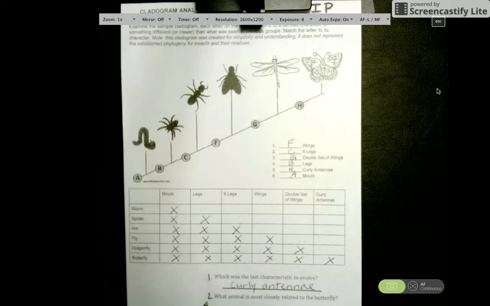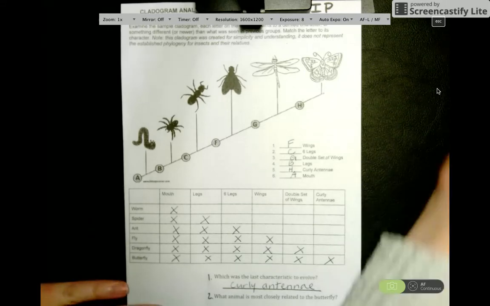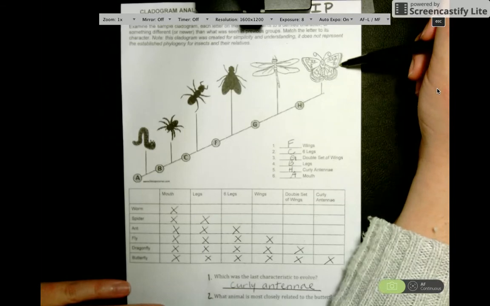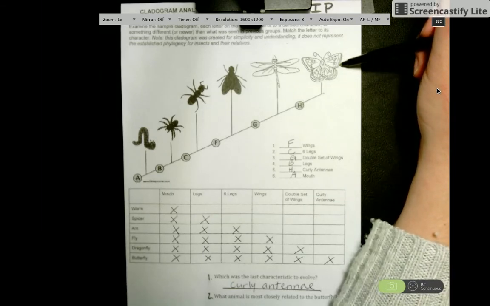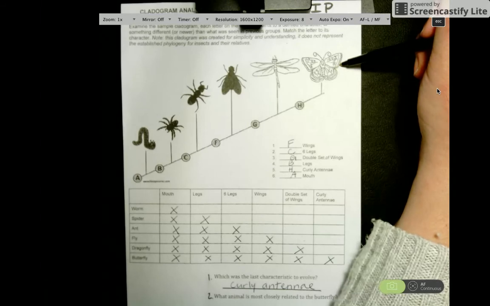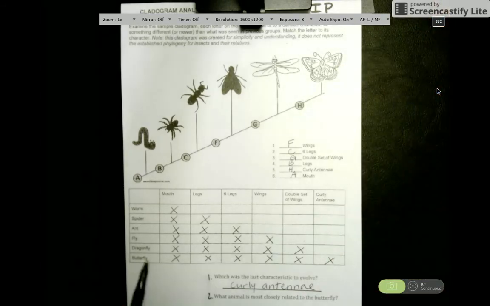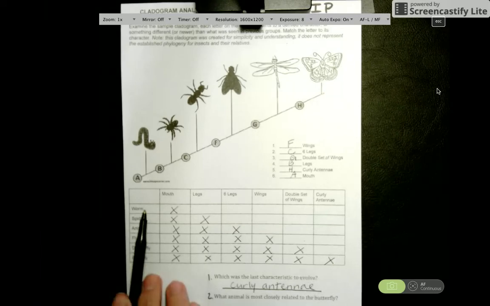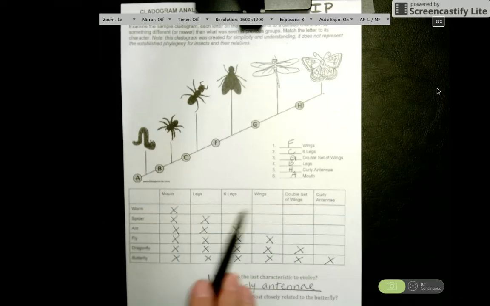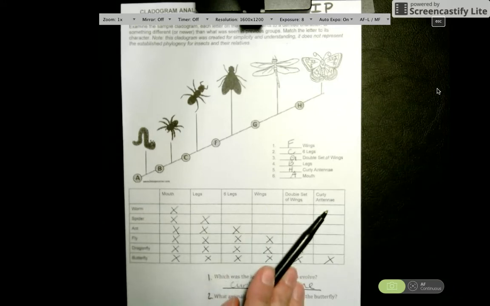And then the second question, what animal is most closely related to the butterfly? So find the butterfly. And you're going to find which animal has the fewest differences from the butterfly. Okay, so you can look at this chart. The butterfly has all these characteristics. You're going to try to find the animal that has the fewest differences. So let's look at a worm. It has a lot of differences. It has 1, 2, 3, 4, 5 things that are different.